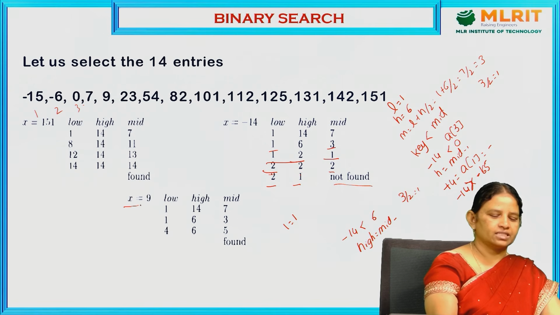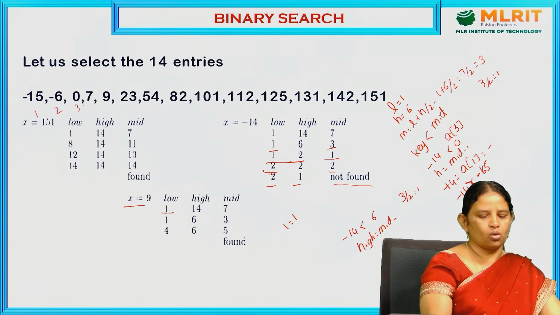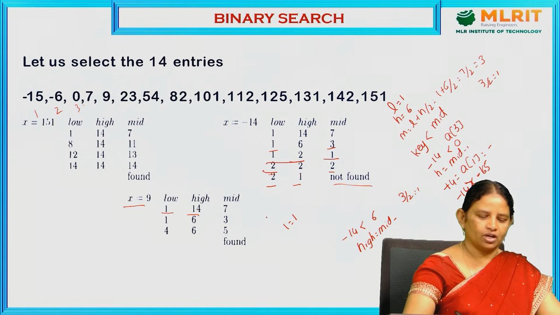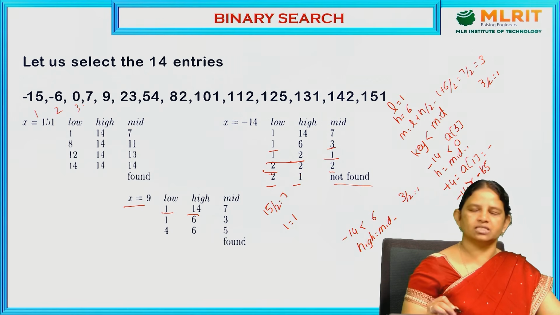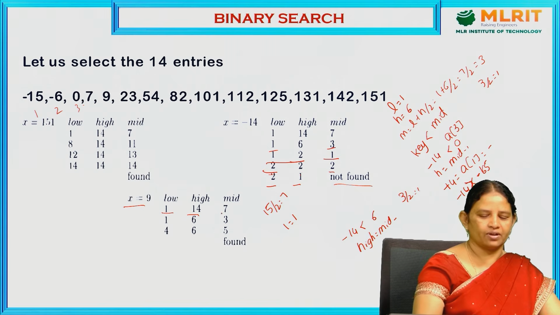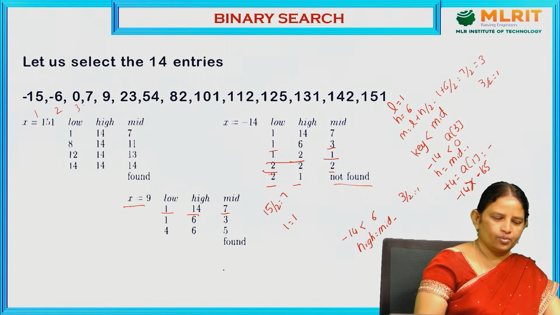Again consider x equal to 9. What is low? Low is 1. High equals 14. How to calculate mid? Mid equals low plus high by 2. 15 by 2 will get 7. Consider only the integer part, 7. Now compare. The key element is 151.